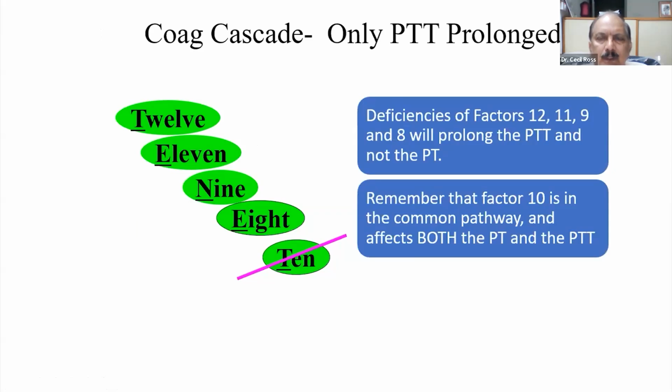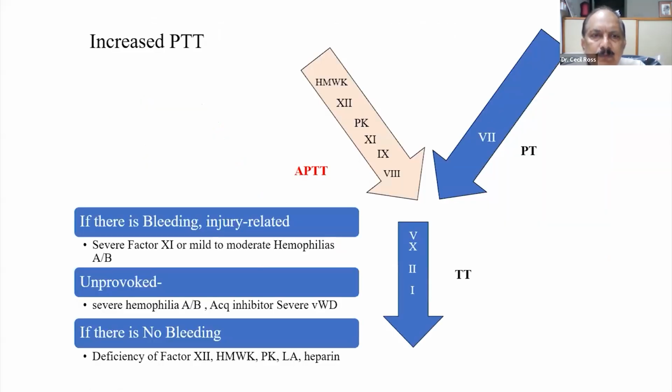Now, if only the PTT is prolonged, then you have any of these: factor 12, 11, 9 or 8. Here the PT will not be prolonged, only the PTT. Remember that factor 10 is in the common pathway and affects both the PT and the PTT. So this is the way you have to assess and figure out where the problem seems to be.